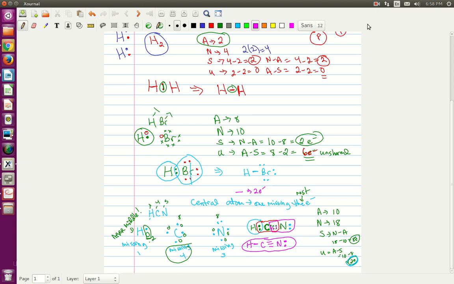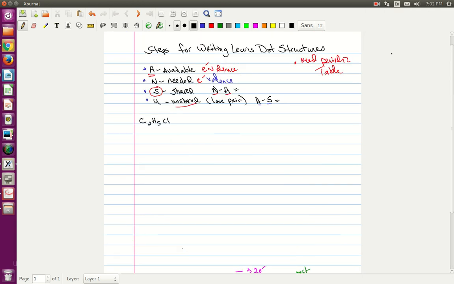Okay, I think I'm going to do one more, and then hopefully that'll be enough to help you. Okay, I raised someone, we're going to do this one, and this one looks a little more complicated. It has 2 carbons, 5 hydrogens, and 1 chlorine. So how do we figure out what's in the middle?